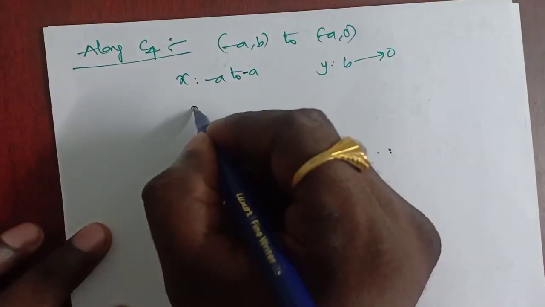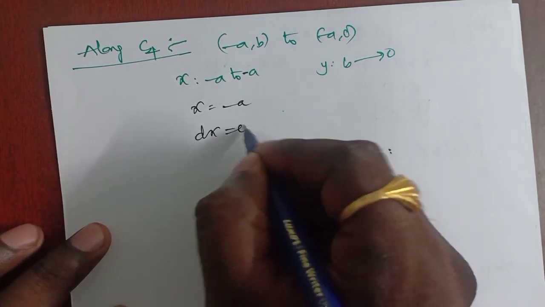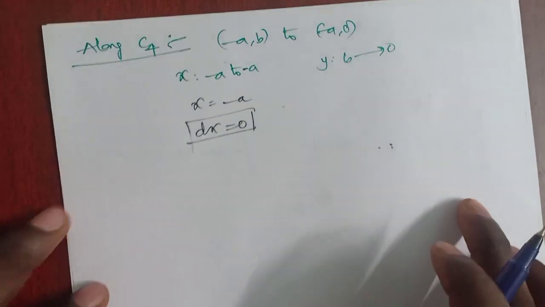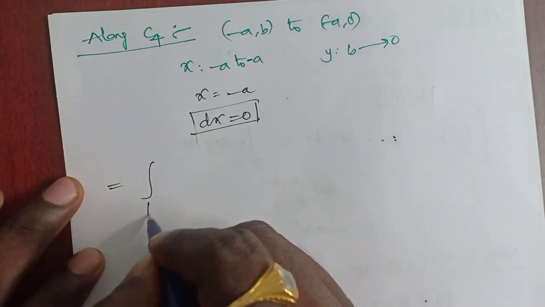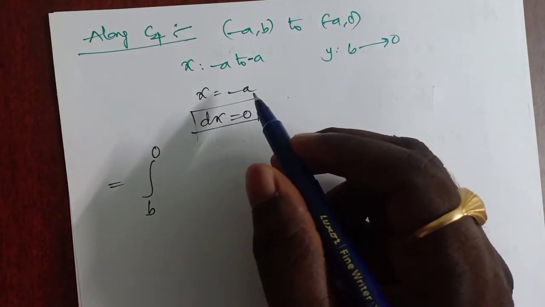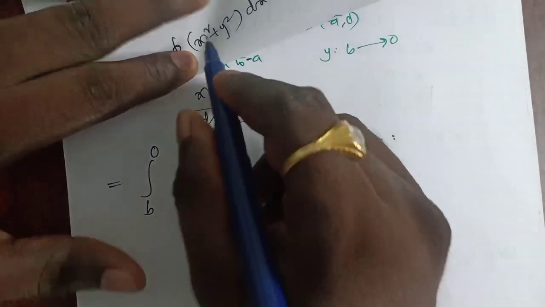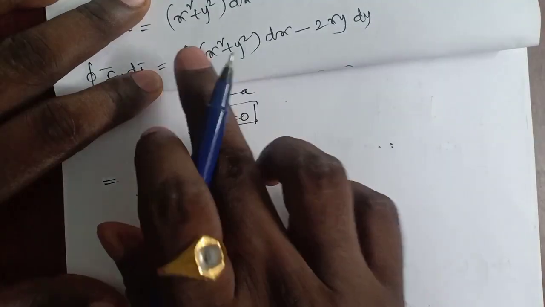Okay. So X equal to minus A. So that no change in X. That's why dx equal to 0. The bounds for Y is what? B to 0. So clearly from B to 0, X is what? Minus A. So substitute minus A here.